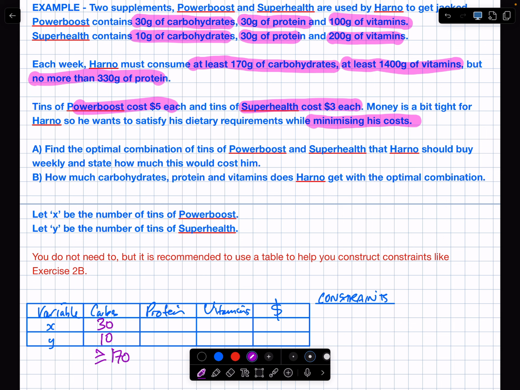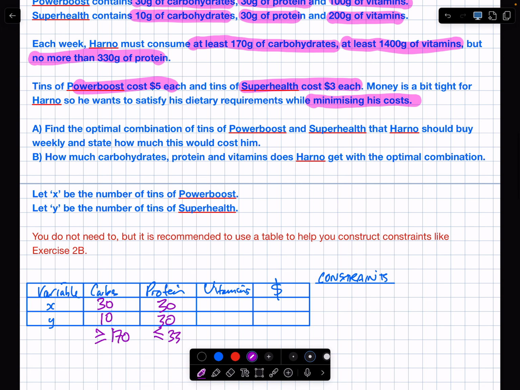Good. Let's do the same for the protein constraint. How much grams of protein are there in Power Boost? 30. See why the table is useful? You just look down. How many grams of protein are in Super Health? Same. Careful now. There's a different constraint for protein. It's 330, but it says no more than. So am I greater than or equal to 330 or less than or equal to? Less than or equal to 330. If you have too much protein, little nodules appear in your eye. Okay? You can't have too much.